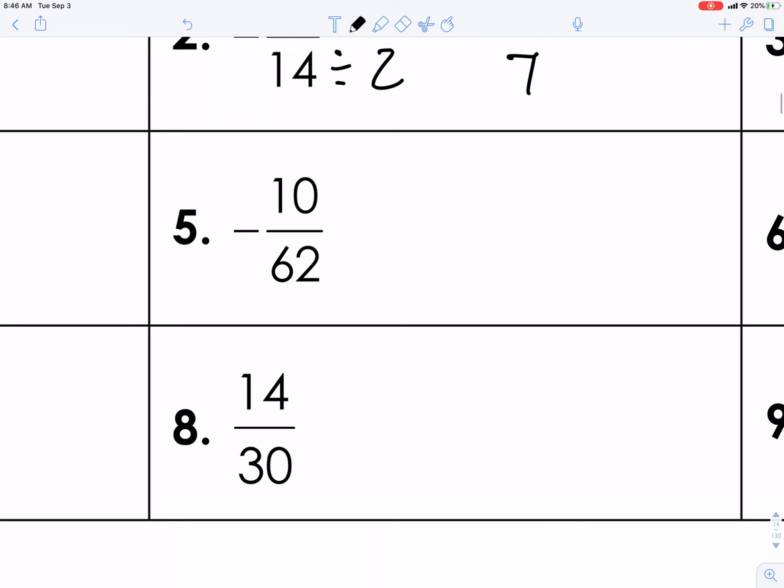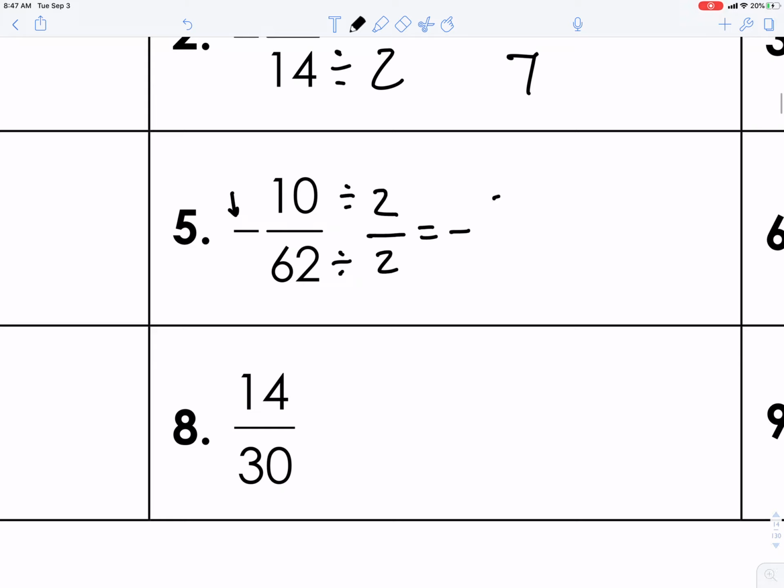So 10, I know we got 1 and 10 and 2 and 5. Well, it doesn't look like 5 goes into 62 and 10 doesn't go into 62. 5 doesn't go into 62, but I know 2 does. So I'm going to divide by 2 on the top and the bottom. You always got to divide by the same number when you're reducing fractions. And remember, there's this little negative out here, so that means my answer is going to be negative.